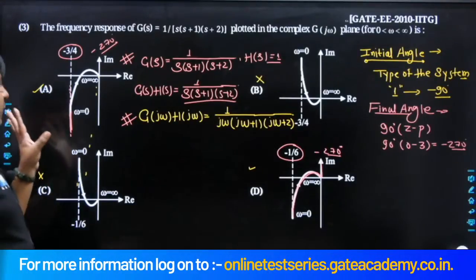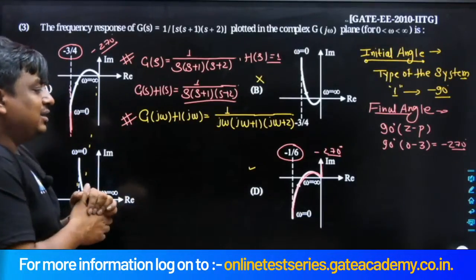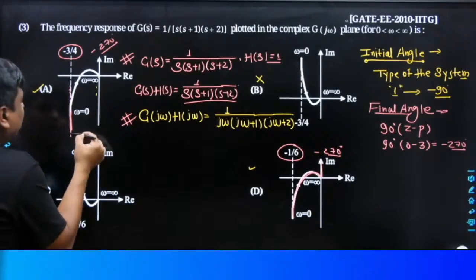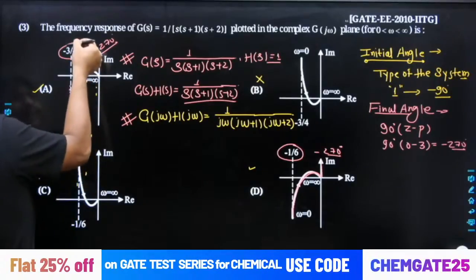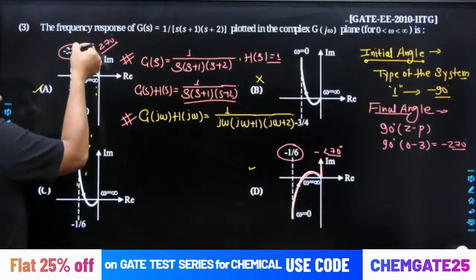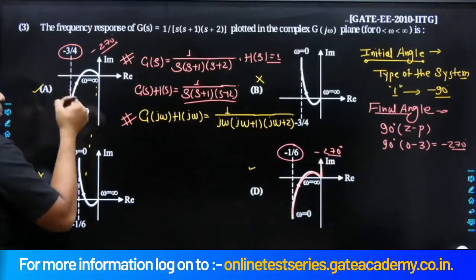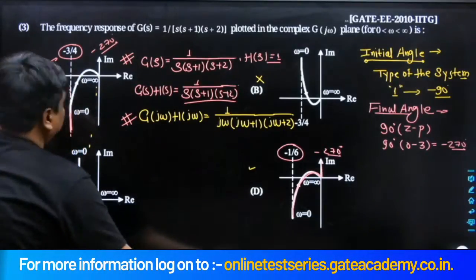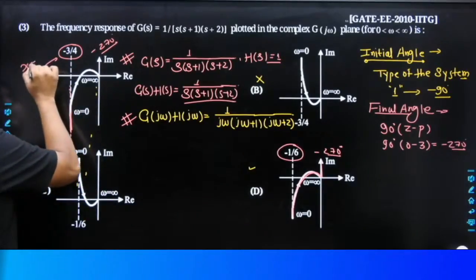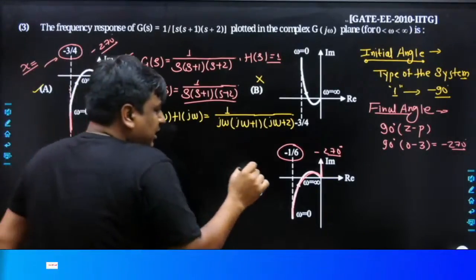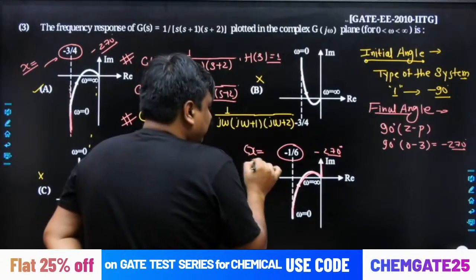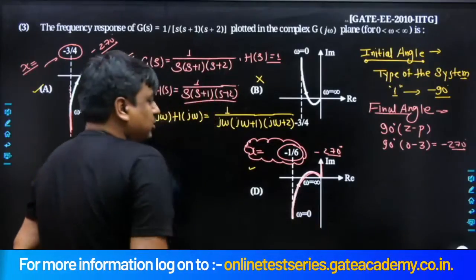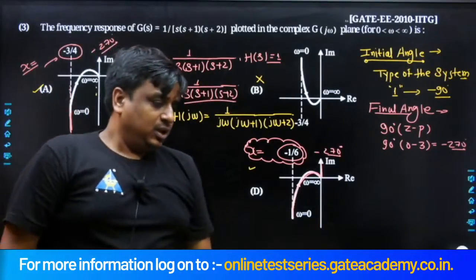Now if we focus over option A as well as D, there had been a little bit of change. What had been that? At omega equals 0, we had a reference of a certain vertical line which was becoming the tangent over the polar plot, and that vertical line was x equals minus 3/4. Whereas in option D, x equals minus 1/6 was becoming the tangent over the polar plot at omega equals 0.